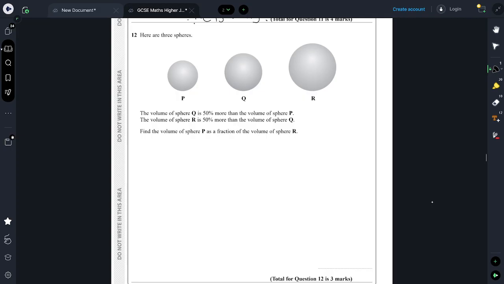There are three spheres. The volume of sphere Q is 50% more than the volume of sphere P. The volume of sphere R is 50% more than Q. So we're given basically a bunch of ratios again. It's basically a ratio question again. Okay, let's just write this down mathematically.